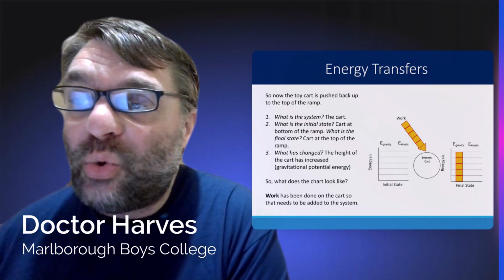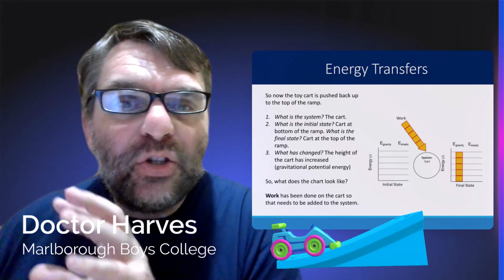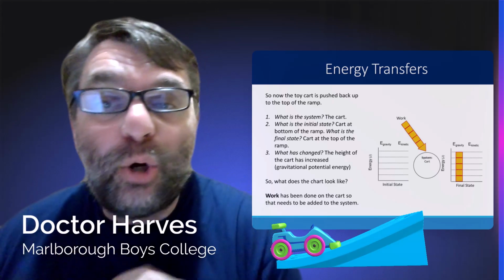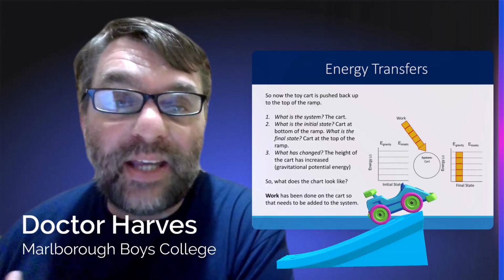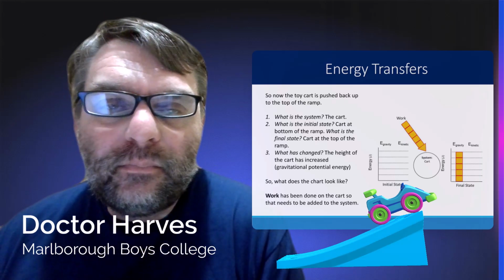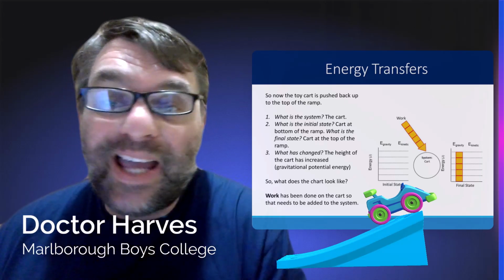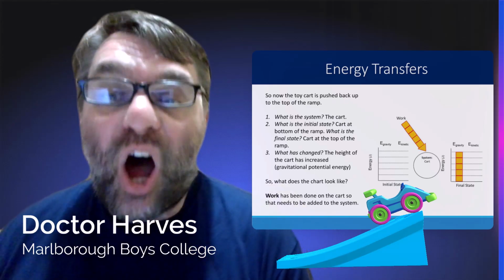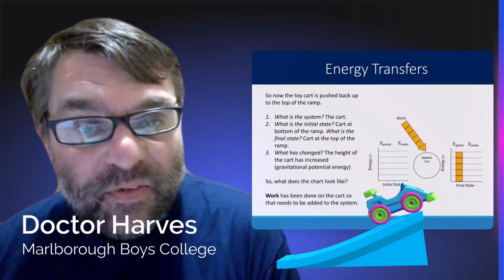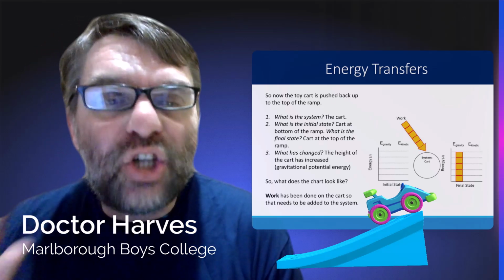So another way of looking at it is also through energy transfers, which we touched on briefly as well. So now the toy cart is being pushed back up by your hand at the top of the ramp. So the system again is the cart. The initial state now is the bottom of the ramp, and the final state is now back at the top of the ramp. So now what's changed? Well, the height is now increased. You've now got more gravitational potential energy, but there's no kinetic energy involved in that process.